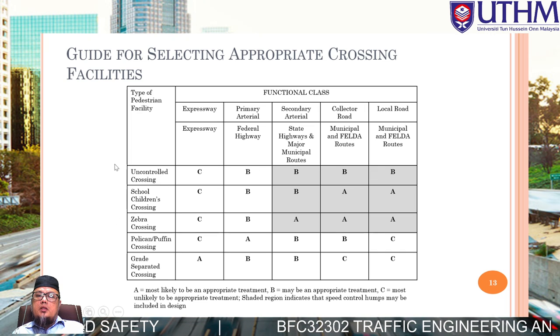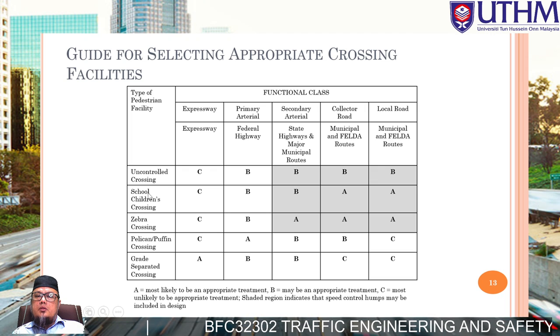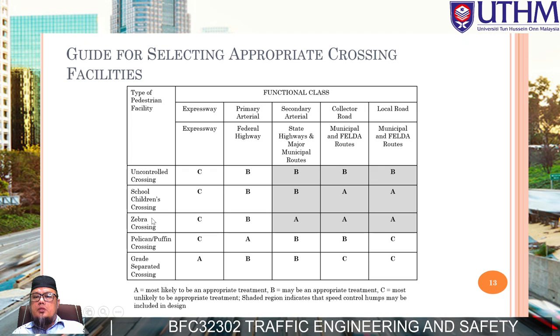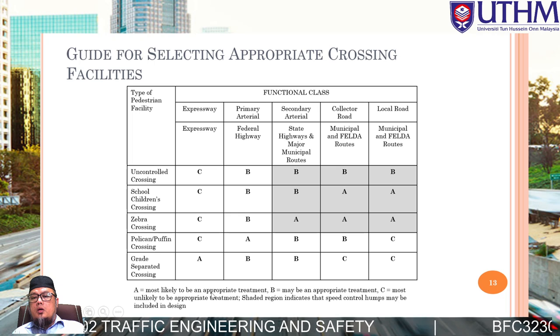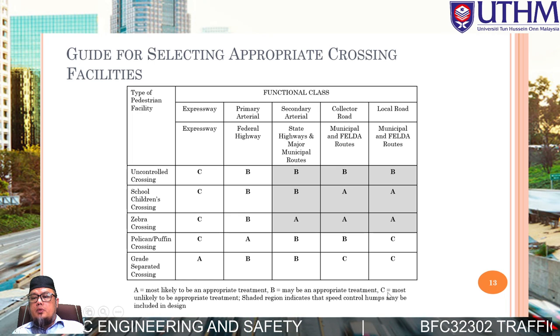So here we have a category of the pedestrian type: uncontrolled, school children crossing, zebra crossing, puffin, pelican, and grade separator. So here they put the indicator. If A, it is most likely to be an appropriate treatment, B may be an appropriate treatment, and C is most unlikely to be an appropriate treatment.